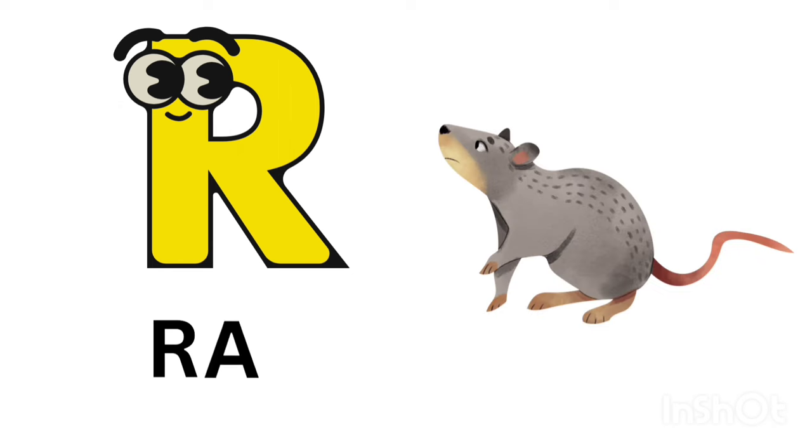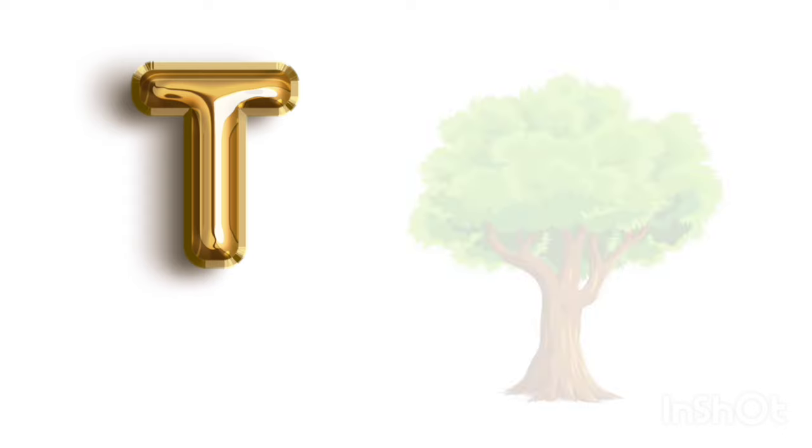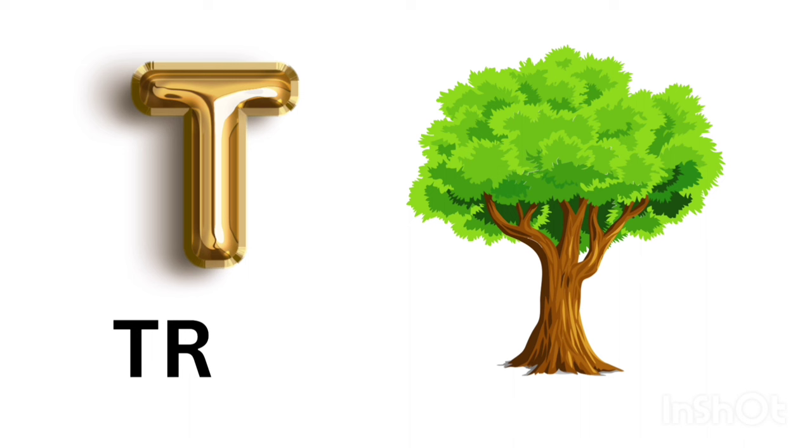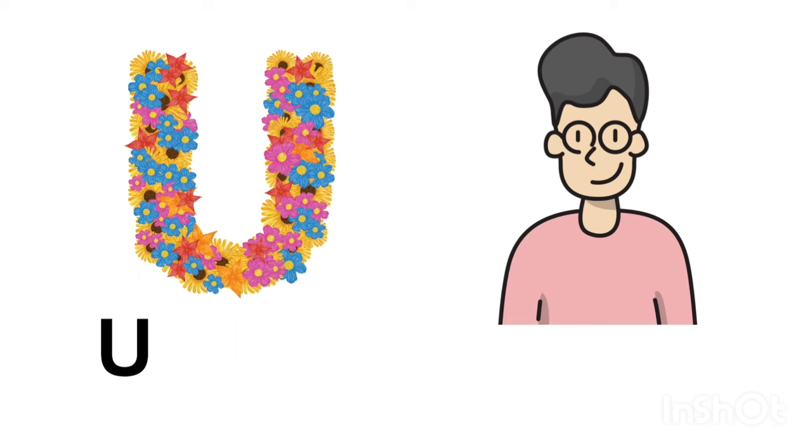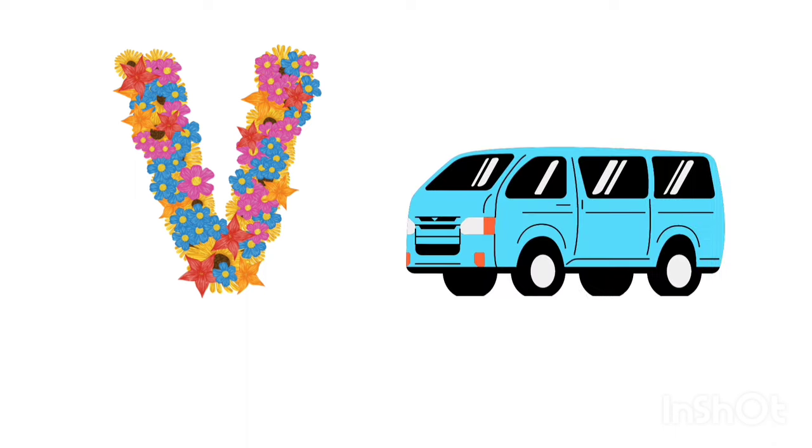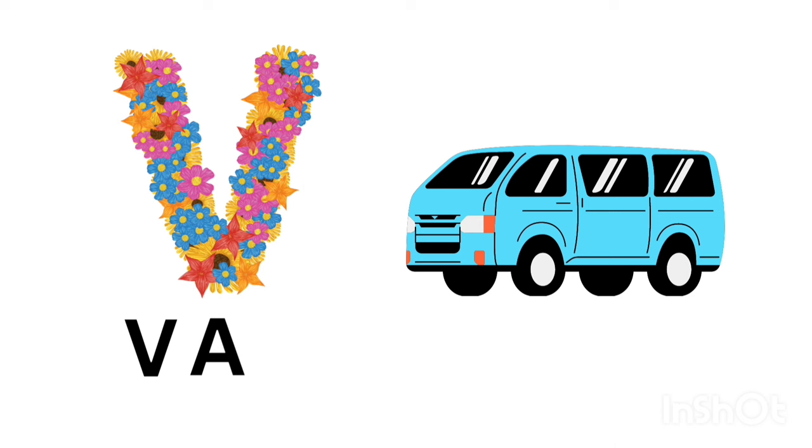R. R for rat. R, A, T. Rat. S. S for sun. S, U, N. Sun. T. T for tree. T, R, E, E. Tree. U for uncle. U, N, C, L, E. Uncle. V for van. V, A, N. Van.